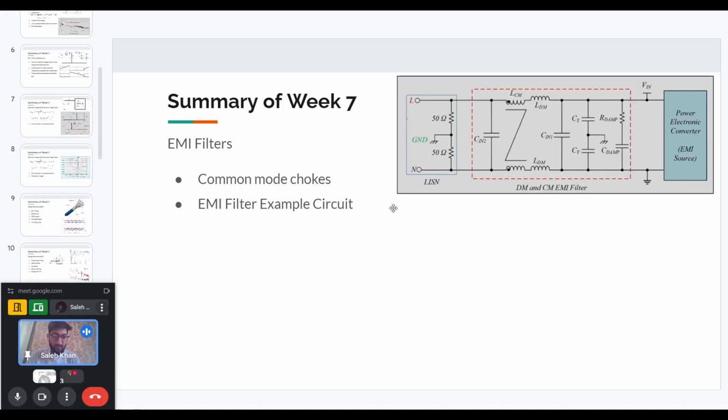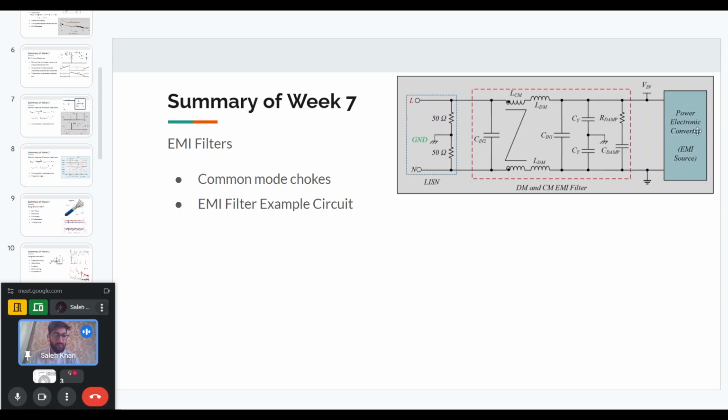So now this kind of a common mode choke is actually utilized in a larger EMI filter, and here is one example of this kind of a filter. We have the converter, which is the EMI source in this case. Usually we think of the converter as something that is between the voltage source and the load. But here we are thinking about the converter as a source of EMI.